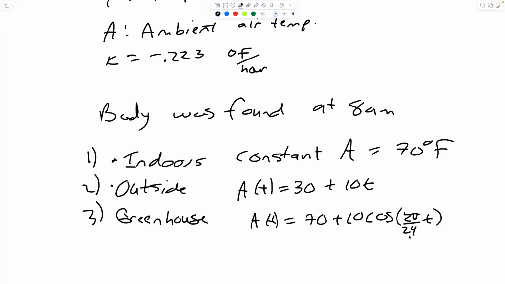Let me think about this and make sure this is right. Yeah, here's our period 24. Oh, no, no, that would be every 24 hours. We want it every hour. Oh, so just one there. So 2 pi t. I want to make sure I got my units right here. Yeah, this will work.